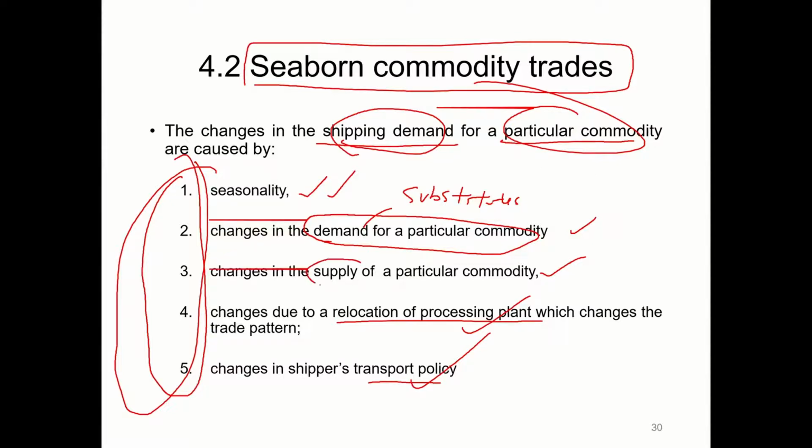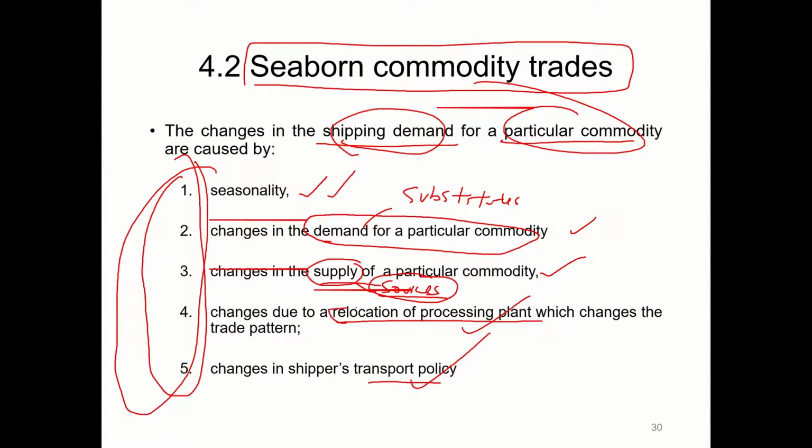So changes in the supply here, we are looking at the sources of the supply. For example, we talk about oil as the example, and the import of iron ore in the case of China causes changes in the supply sources.